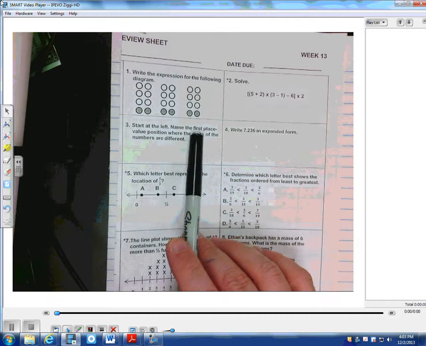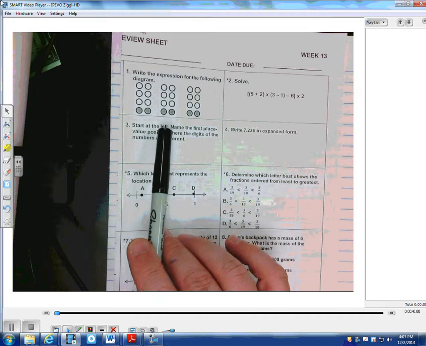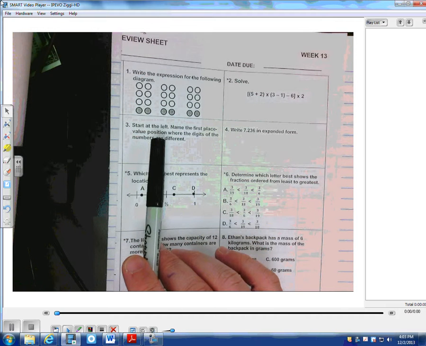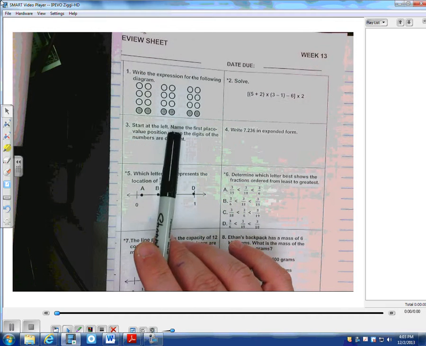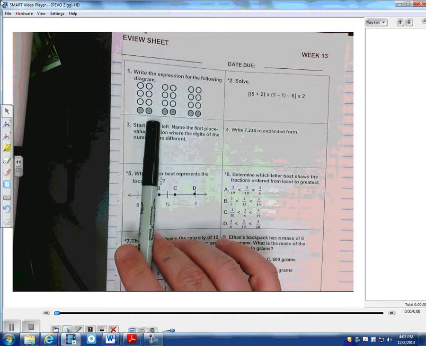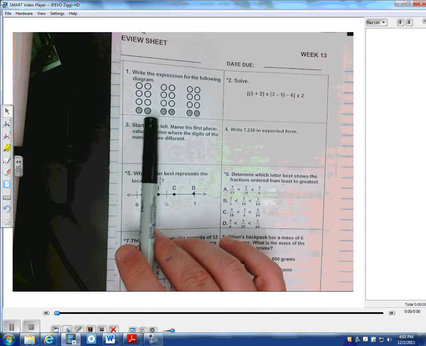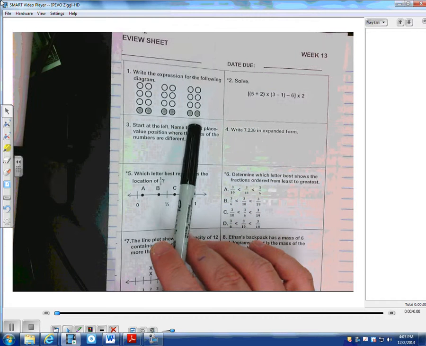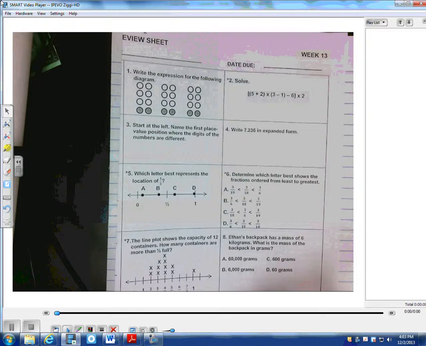This is a review of something we had earlier in the year, and I know we've touched on it periodically on the review sheets prior to this one. It says, write the expression for the following diagram. Okay, and you see the diagram that they have here for you. So let's take a look at it a little bit closer.